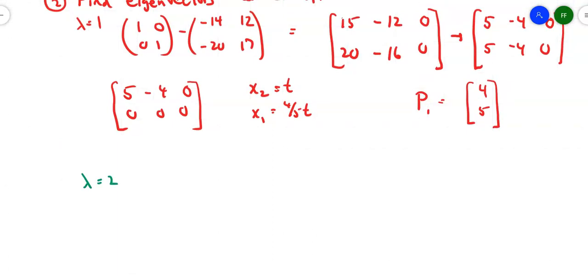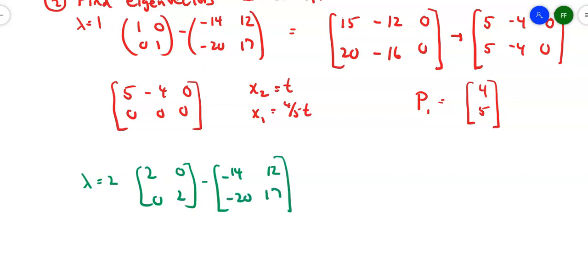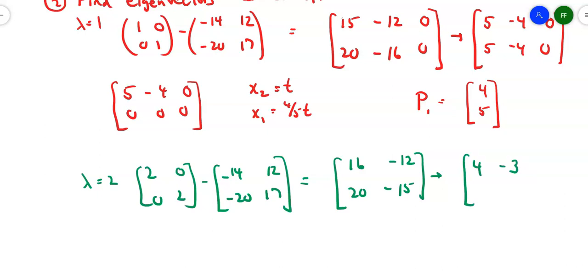For lambda equals 2, I get 2, 0, 0, 2 minus negative 14, 12, negative 20, 17. And what does that give me? That gives me 2 plus 14 is 16, negative 12, positive 20, 2 minus 17 is negative 15. All right, so divide the top row by 4. I get 4, negative 3. Divide the bottom row by 5. I get 4, negative 3.